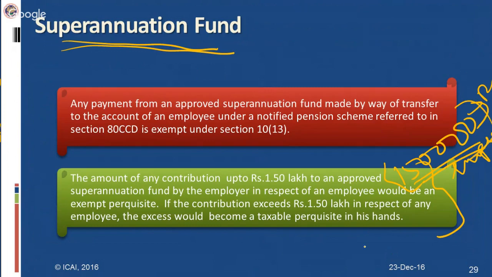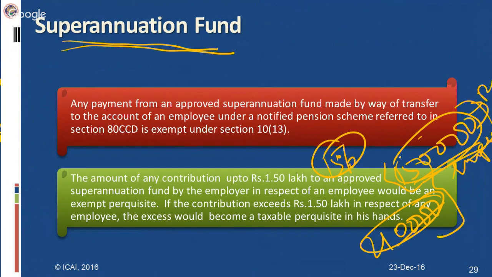But suppose the employer makes, say, 2,10,000 in respect of one Mr. X, because normally the maximum amount the employer contributes is 15%. Suppose 15% comes to 2,10,000. Then up to 1,50,000 it will be exempt, and 60,000 will be taxable in the hands of the employee. This is as far as the taxability. This will be taxable as a perquisite under section 17 under the head salaries.